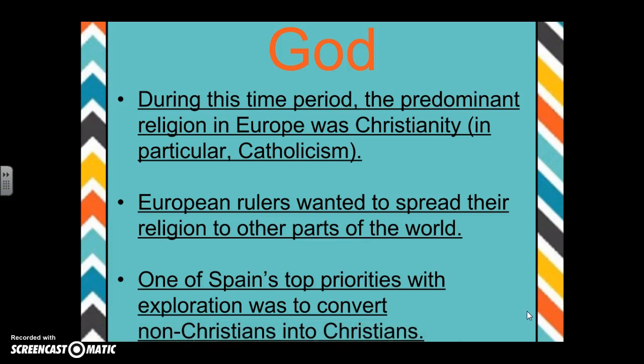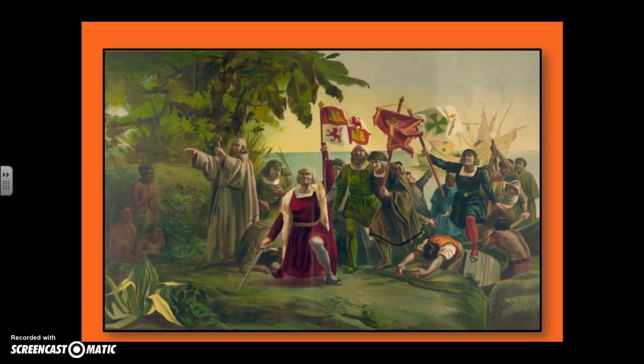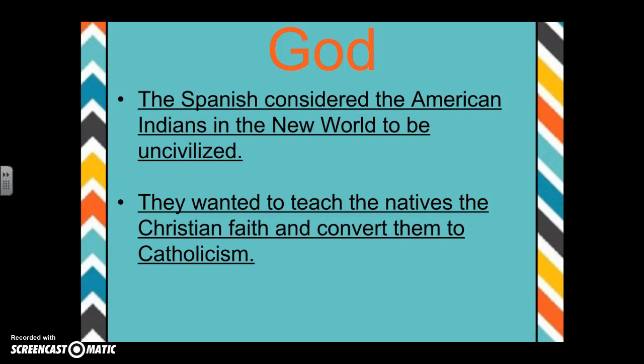During this time, the predominant religion in Europe was Christianity. European rulers wanted to spread the religion to other parts of the world. One of Spain's top priorities with exploration was to convert non-Christians to become Christians. The Spanish considered the American Indians in the New World to be uncivilized, and they wanted to teach the natives the Christian faith and convert them to Catholicism.